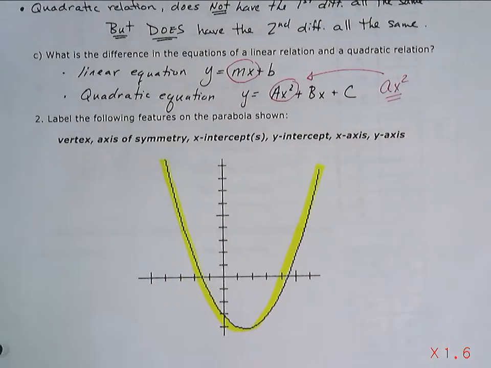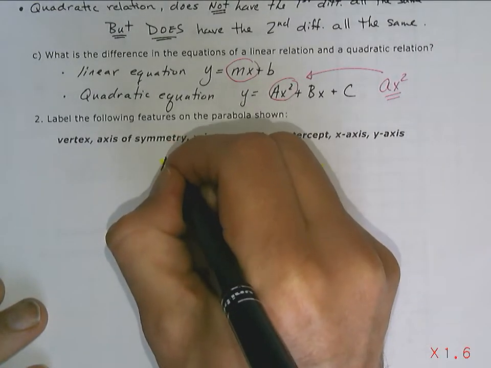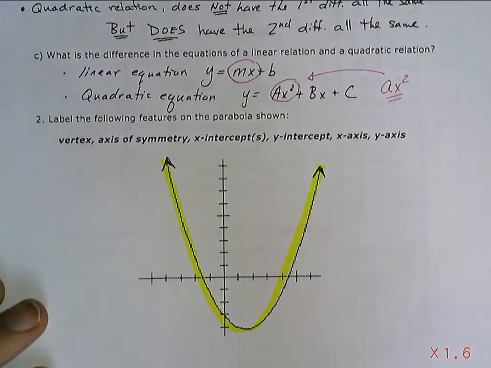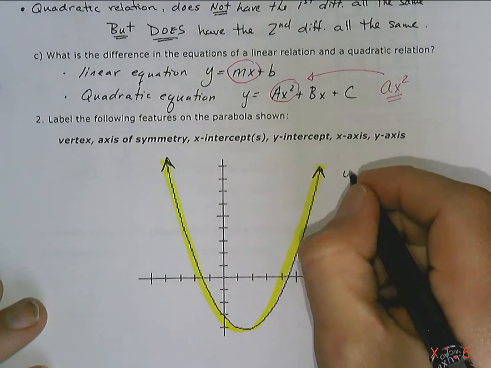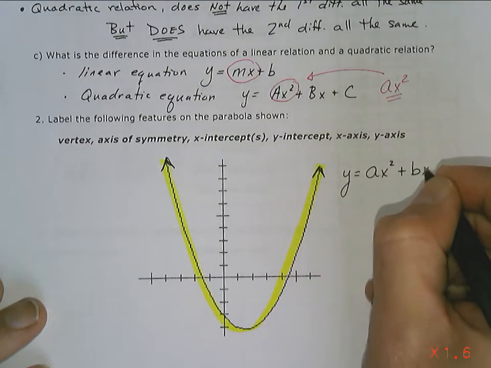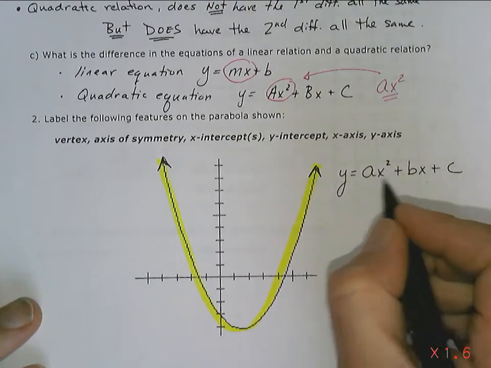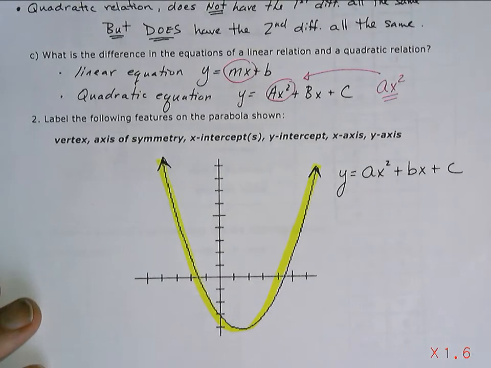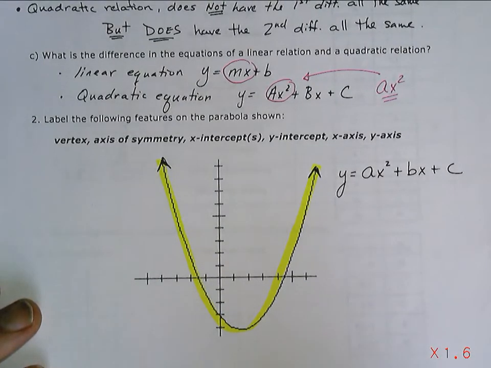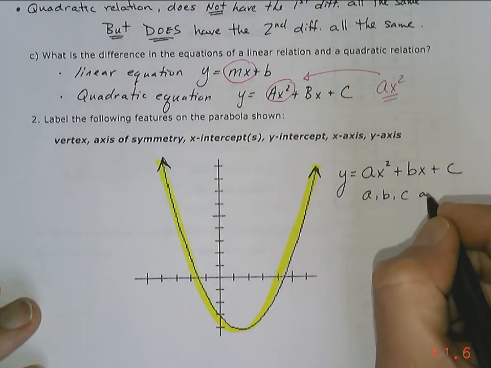All right, so that is the picture of the quadratic relation, the equation. I don't have the equation here. I don't know what it is. A general equation is to say ax squared plus bx plus c. That's a general equation where the a, the b, and the c will all be numbers. Okay? So the a, the b, and the c are all numbers.